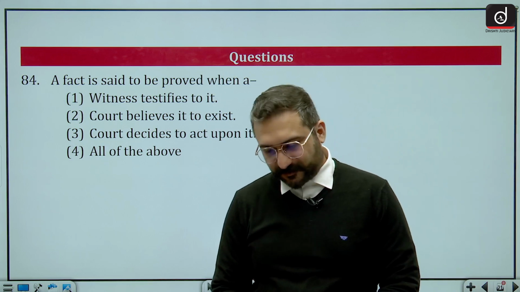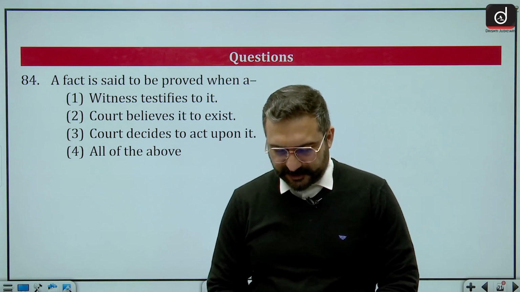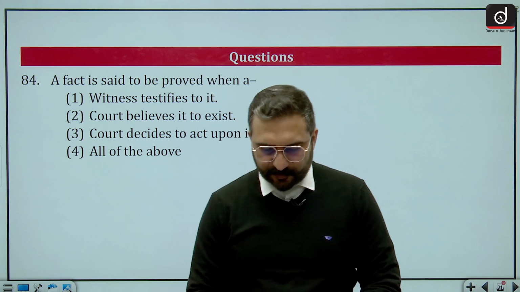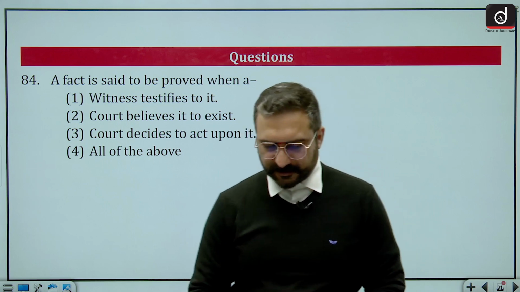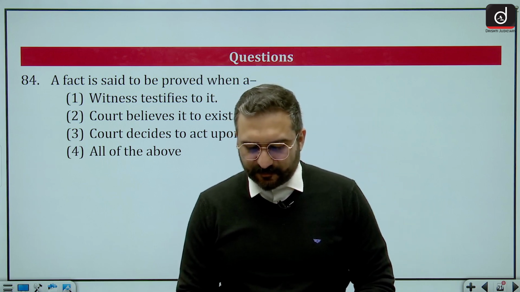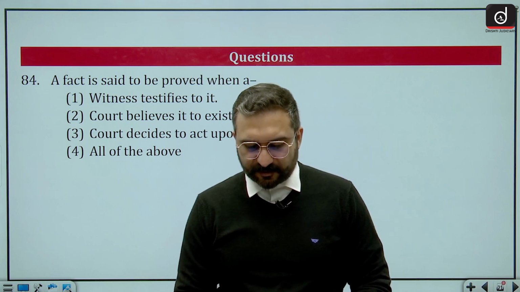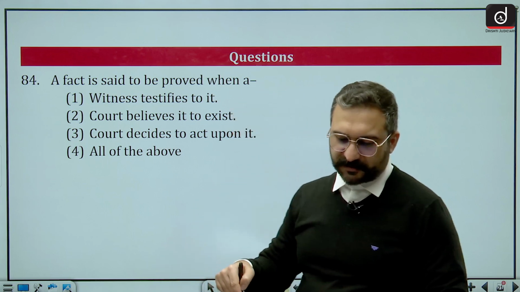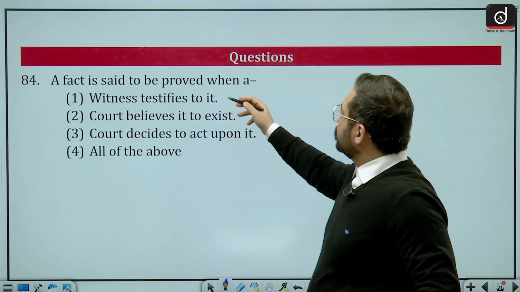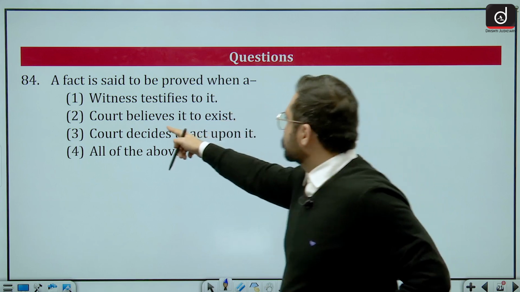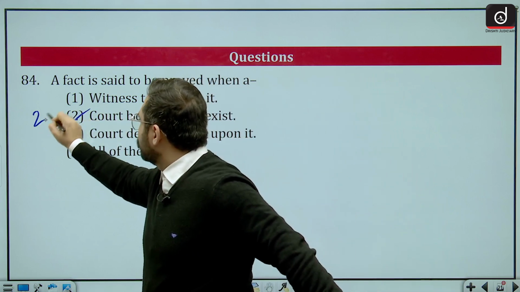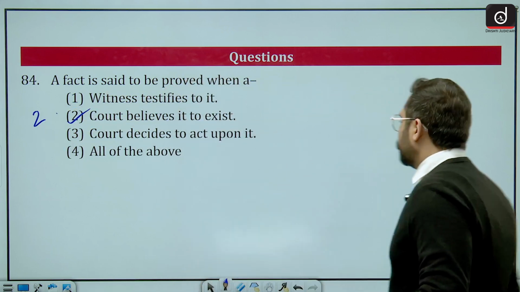A fact is said to be proved when, देखो, proof of fact तब माना जाता है जब कोर्ट उसको विश्वास कर ले. इसका हवाला आपको सेक्शन 3 में मिल जाएगा. सेक्शन 3 में proved डिफाइंड है. A fact is said to be proved when, after considering the matters before it, the court either believes it to exist or considers its existence so probable. Witness testifies, no, court believes it to exist. सीधा लिखा हुआ है, कुछ देखने की जरूरत ही नहीं.